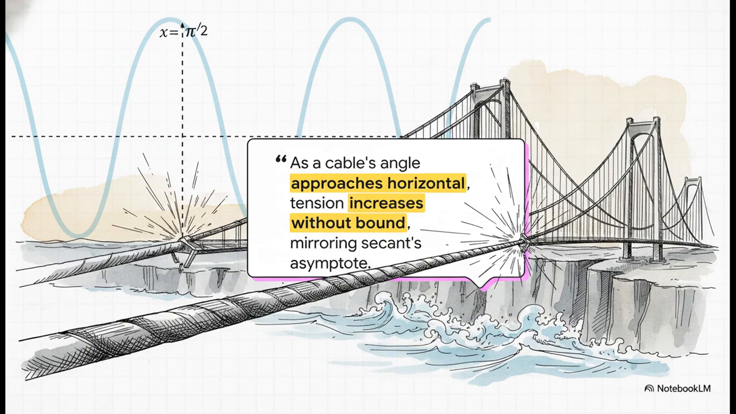So check this out. Here's an amazing way to picture this. Imagine the main cable on a suspension bridge. As that cable gets pulled tighter and tighter, closer to being perfectly horizontal, the tension on it doesn't just increase, it skyrockets towards infinity. That sudden, infinite spike in force is exactly what the secant function's asymptote represents. So the next time you see that vertical line on a graph, remember, it's not just a line. It can model a very real and a very powerful physical force.